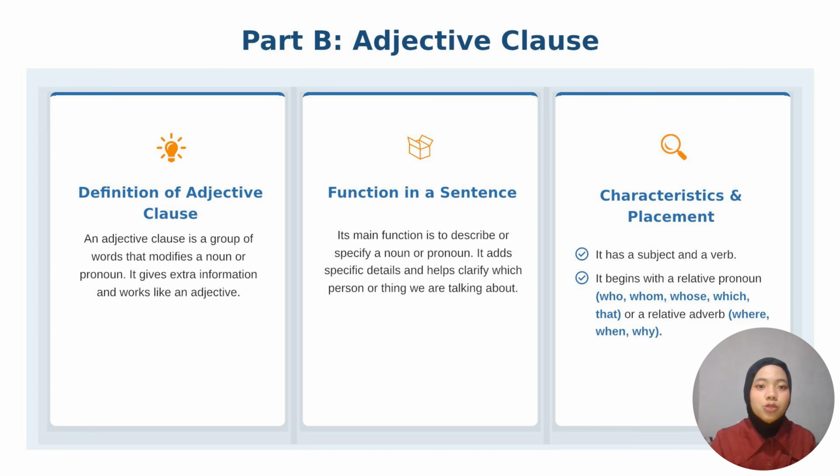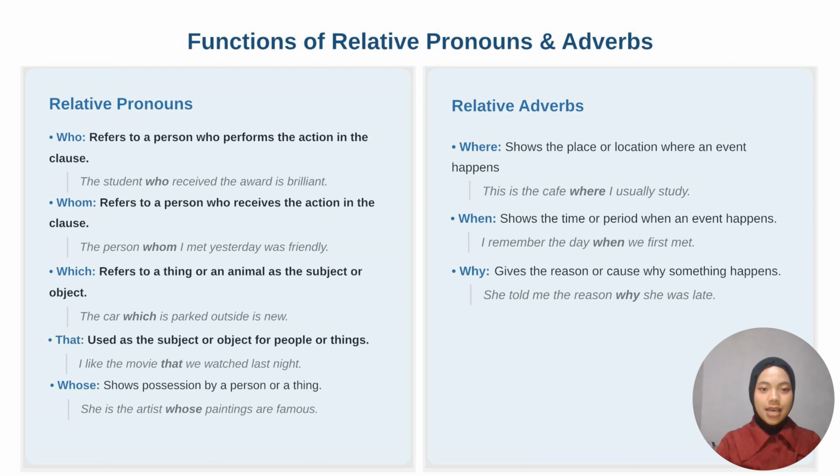It begins with a relative pronoun like who, whom, whose, which, or that, or a relative adverb like where, when, or why. Next, I want to explain the functions of the relative pronouns and relative adverbs, and I'll also give simple examples for each one so it's easier to understand. So let's start with the relative pronouns.